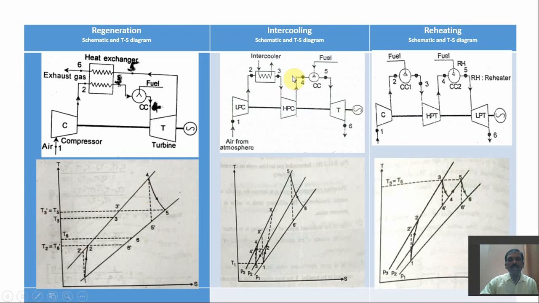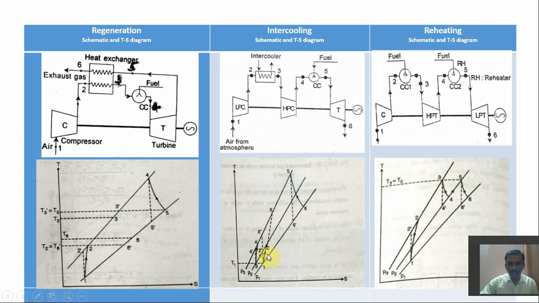Now if you see intercooling, you have an intercooler between the two compressor stages. Here you can see 1 to 2 is low pressure compression, then intercooling, then high pressure compression. Dotted lines indicate ideal processes and continuous lines indicate actual processes. Then 4 to 5 heat addition, 5 to 6 expansion, 6 to 1 heat rejection. So two stage compression, single stage expansion. Clear?